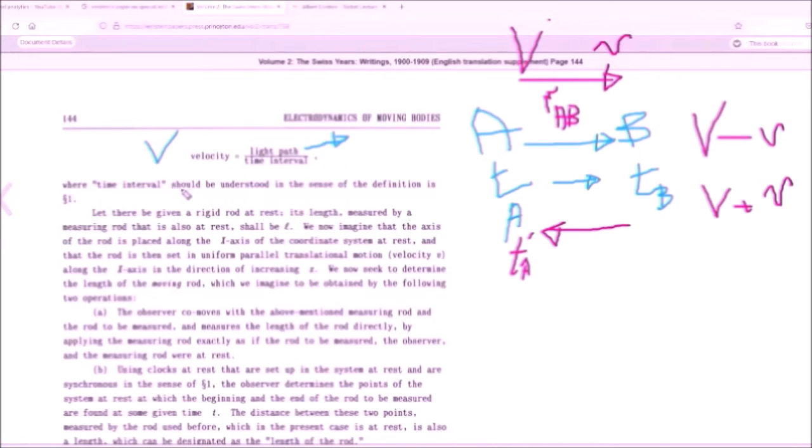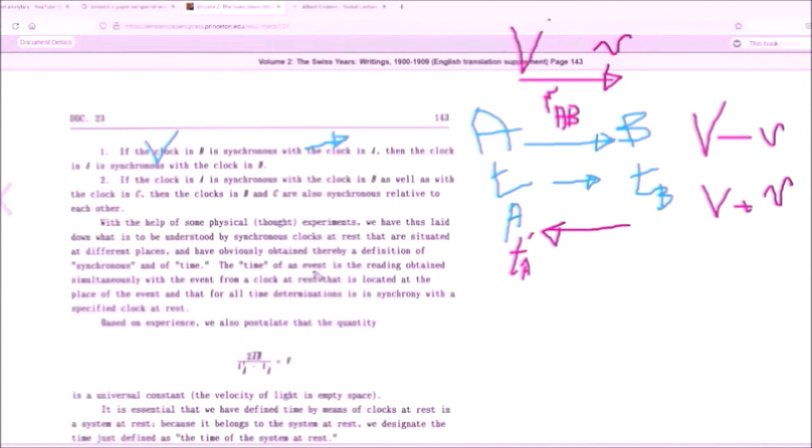Where time interval would be understood in the sense of the definition of section 1. We already have section 1 before that determines the time definition, the interval. What does section 1 look like? If you go back here, that is the definition of simultaneity, or the time interval from t prime to coming back to tA, covering the distance of 2AB, going and coming back.